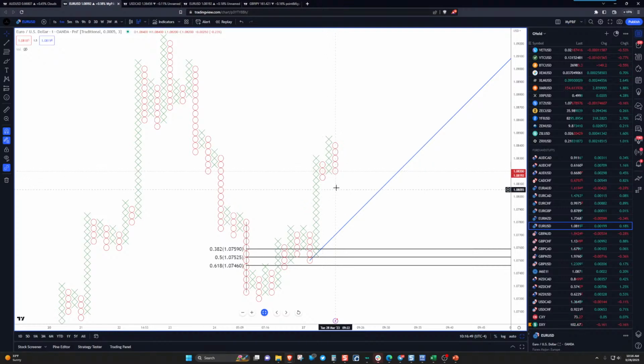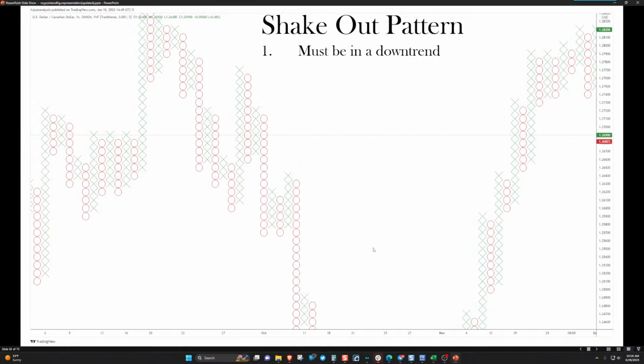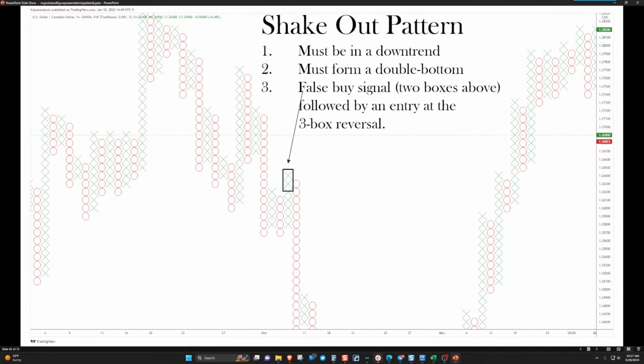If it's in a bull market and the shakeout pattern shows up, then it's a bullish shakeout setup. Then it's, I don't want to say it's safe, but it's going to have a higher success rate theoretically. But that must be in a downtrend. Must form a double bottom, and we have to see it reverse and then go 2 boxes above. It's like the false buy signal. This looks like what? This looks like the fake out, right? But on the shakeout, it's part of the broader down move, usually at the beginning of a downswing.